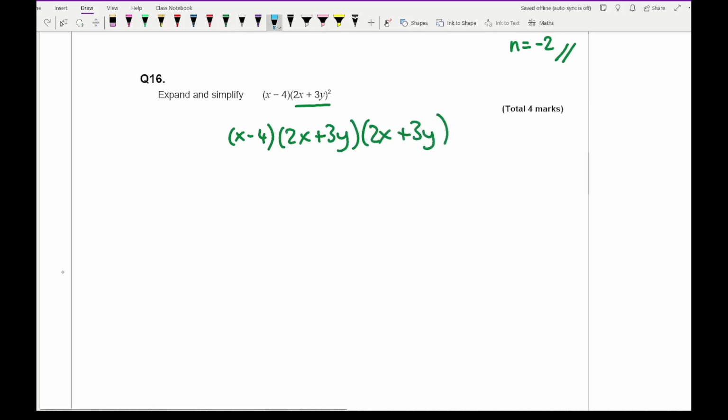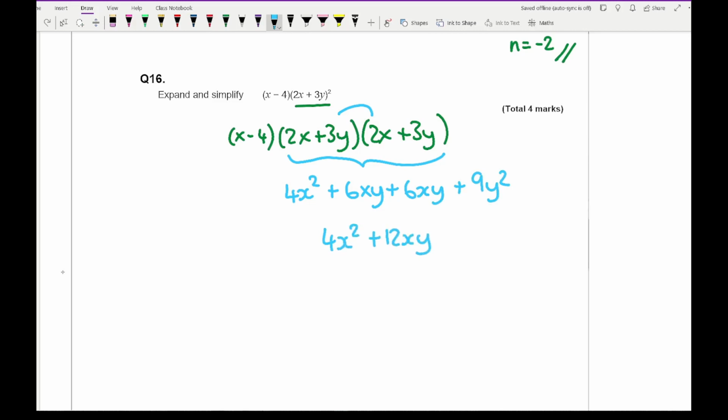Now for this, if you've watched my video on triple brackets, I always try to expand the double brackets, the last two brackets first. So expanding this out, I end up with 4x squared plus, and then I will take it slowly. So let's go for 6xy plus 6xy plus 9y squared. And then simplifying all of that, I get that. And then I need to bring back the x minus 4 and then do the multiplying.